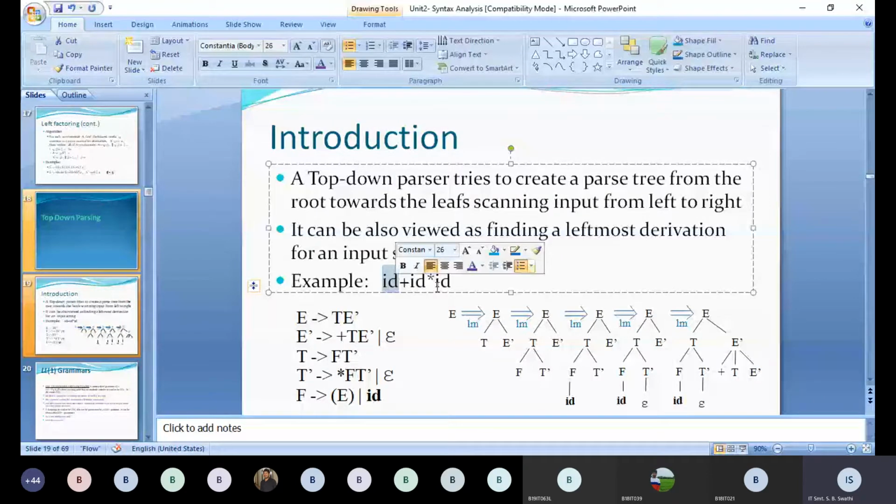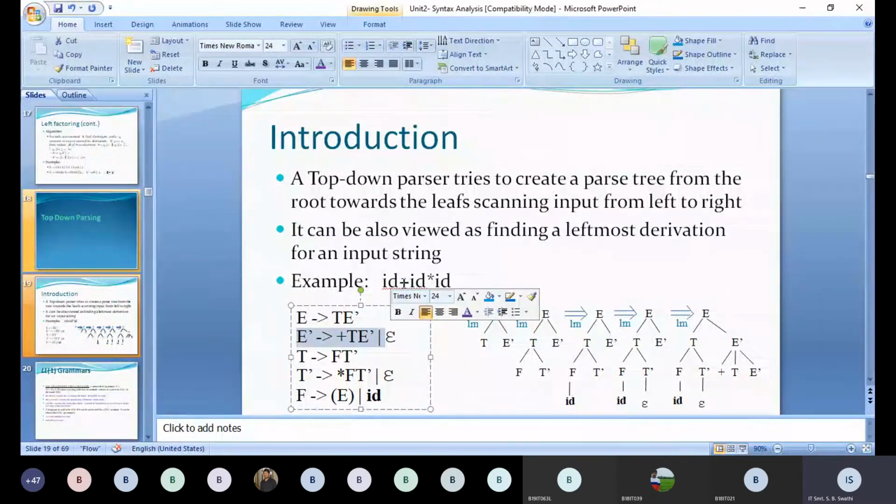Then the remaining we have to generate: plus ID star ID. Depending upon the operators, you have to choose which production can be used in order to generate the next terminal as plus. After ID we should get a plus symbol. Here we cannot leave this T' and we cannot go for the next non-terminal. If I want to generate plus, plus is attached with this E'. This rule we have to take in order to generate the next plus symbol.